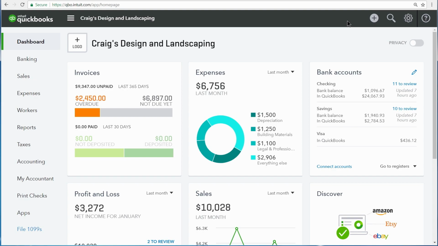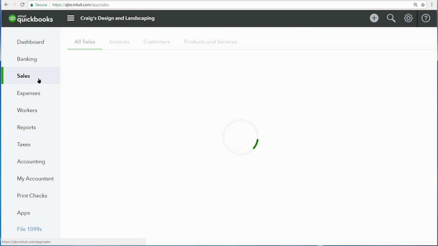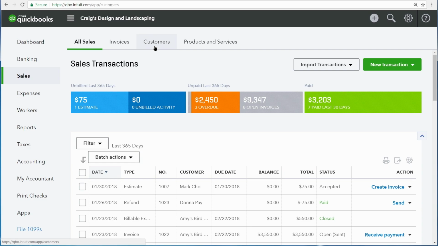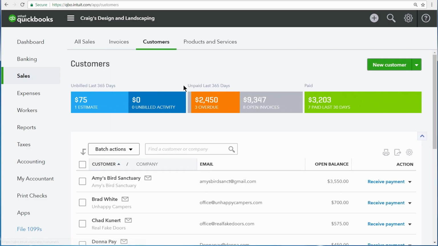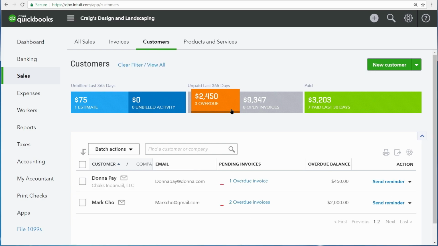Weekly tasks vary by business, but in general, keeping an eye on accounts receivable and accounts payable is a good start. You can take a look at your accounts receivable by clicking Sales and then selecting Customers. And from here, you can keep an eye on all of your overdue customers. It's a good idea to monitor this on a weekly basis. You can select Overdue and then send reminders to any of your overdue customers from here.